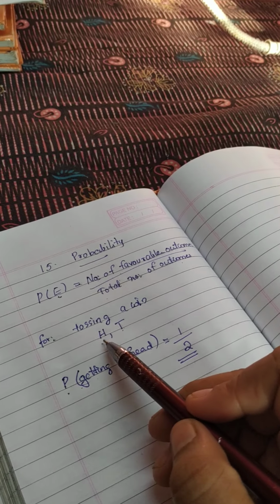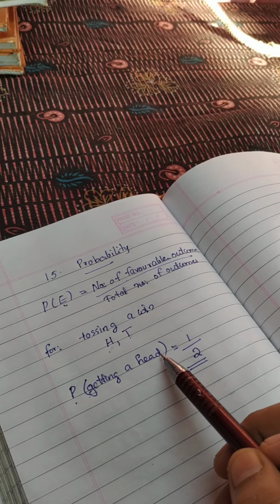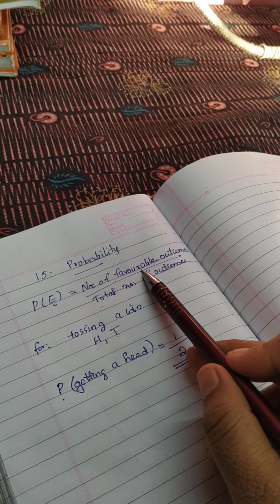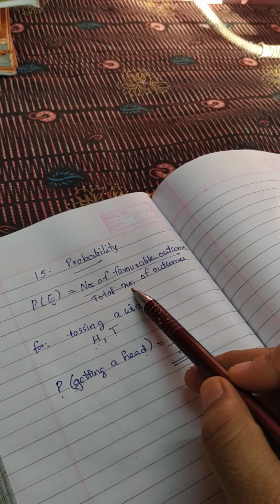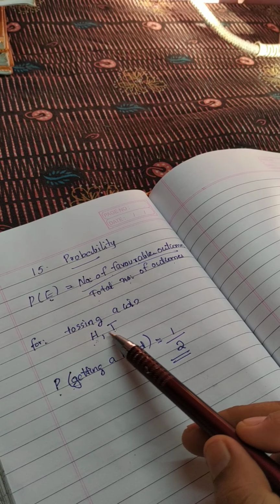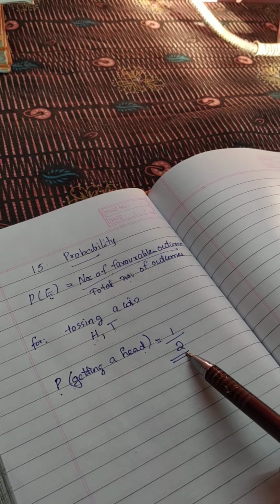I repeat, there are only 2 outcomes while tossing a coin. We have to find the probability of getting a head. The formula is number of favorable outcomes divided by total number of outcomes. The number of favorable outcomes for getting a head is 1 and the total number of outcomes is 2. So the probability value becomes 1 by 2.